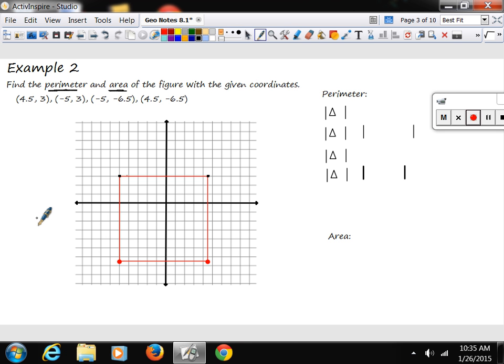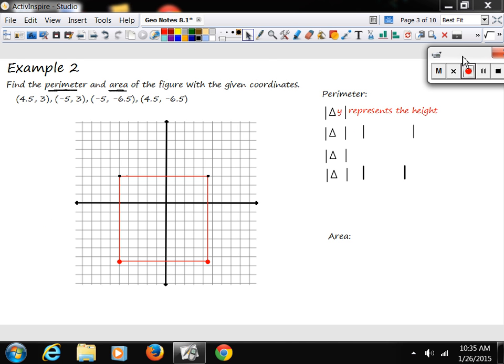So what kind of a shape do we have? How do you know? You would have to prove it's a square, right? You'd have to say, I can show you without a shadow of a doubt that that's a square. The way you do that is by looking at, first off, the change in y. You remember that little triangle symbol means change in? So the change in y is our height. It'll tell us how tall it is.